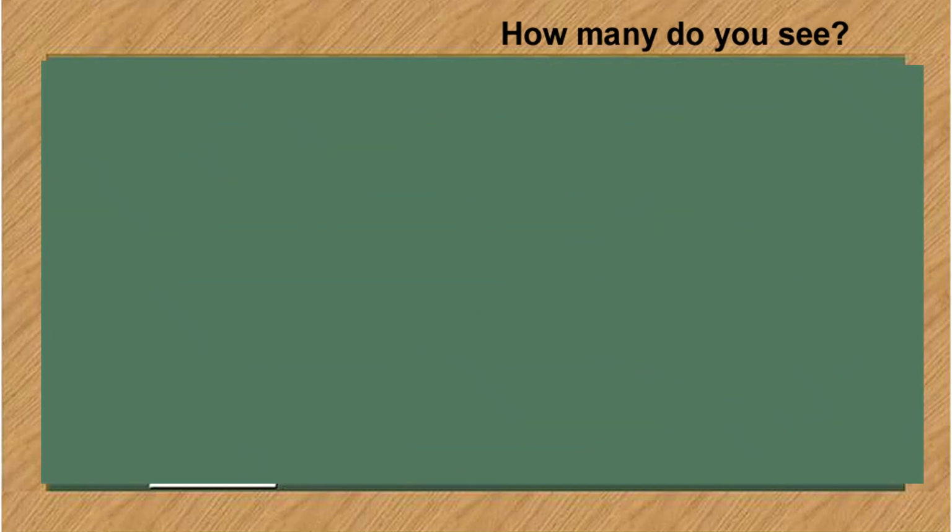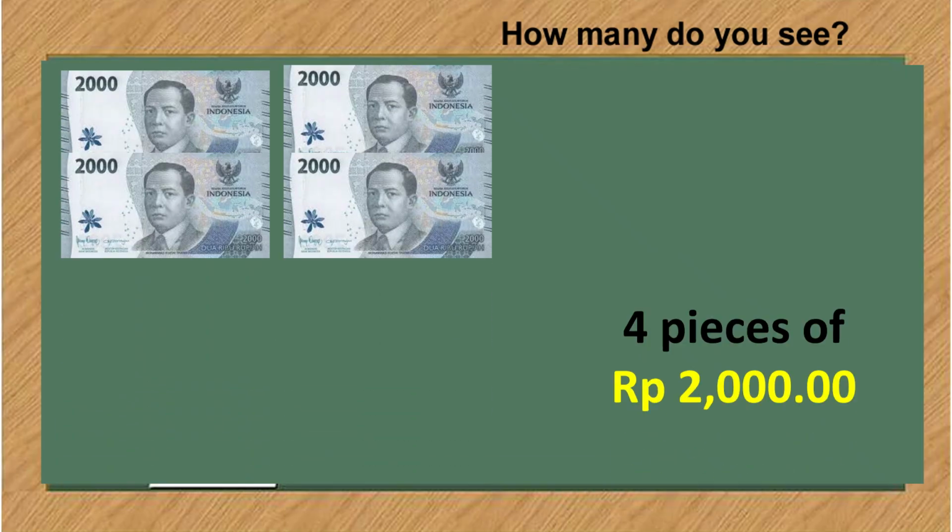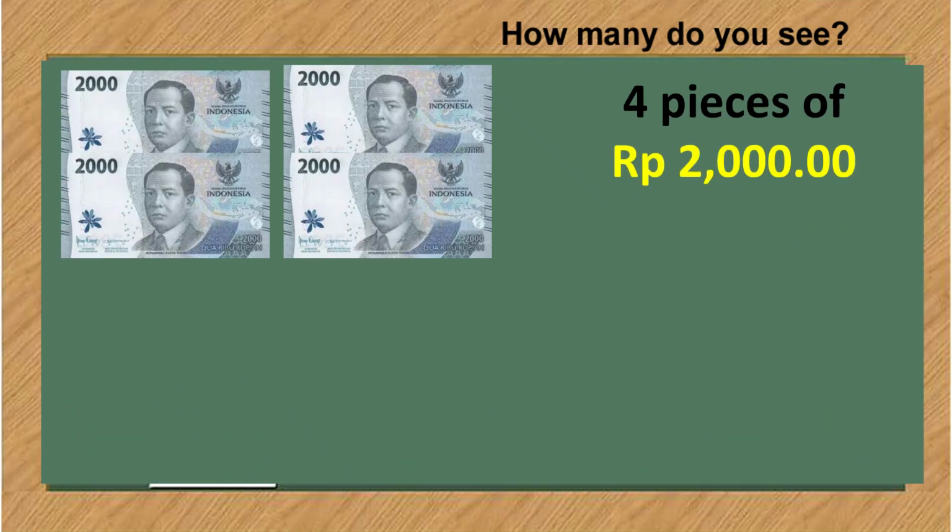How many do you see? There are 4 pieces of 2,000 rupiah. When you put them together, you skip count by 2 and then you add 3 zeros. 2, 4, 6, 8, and then you add 3 zeros, it's 8,000 rupiah.